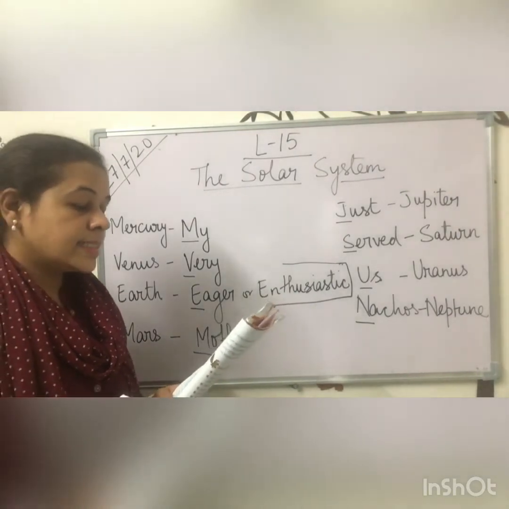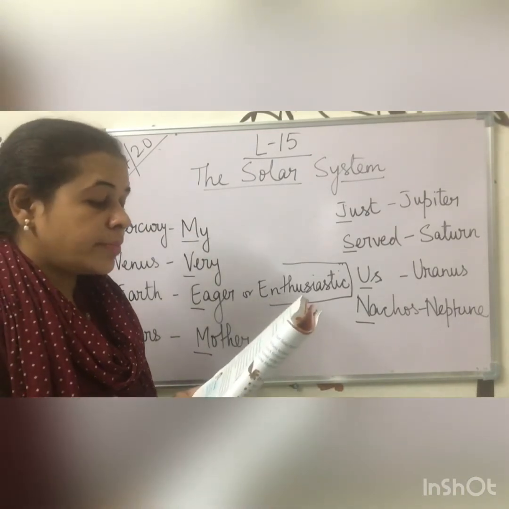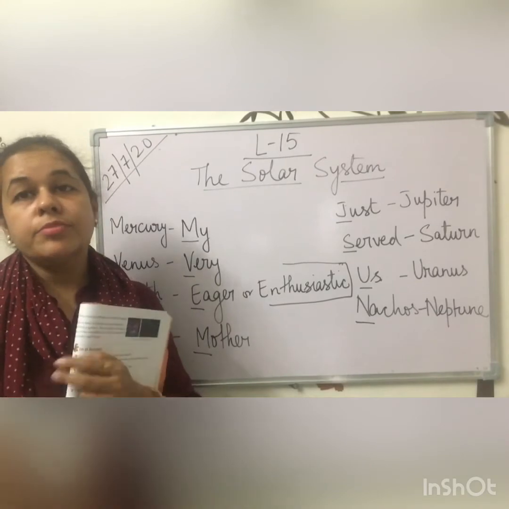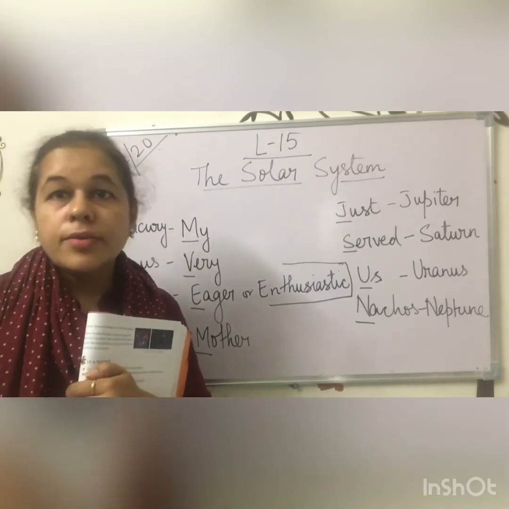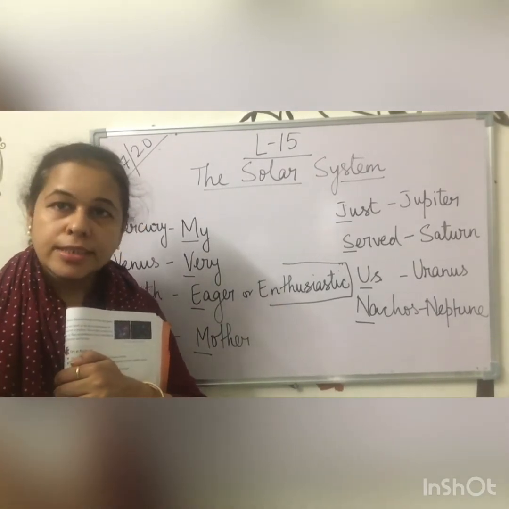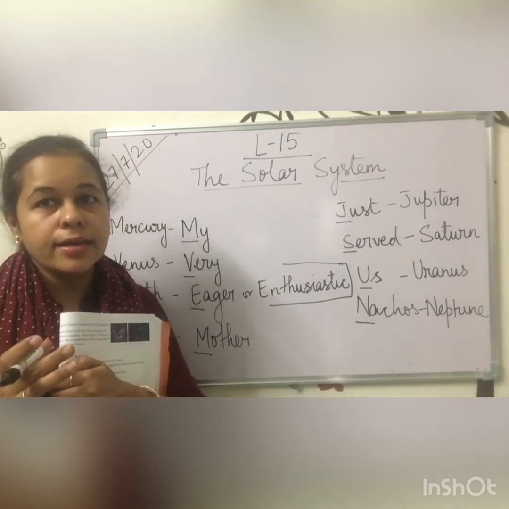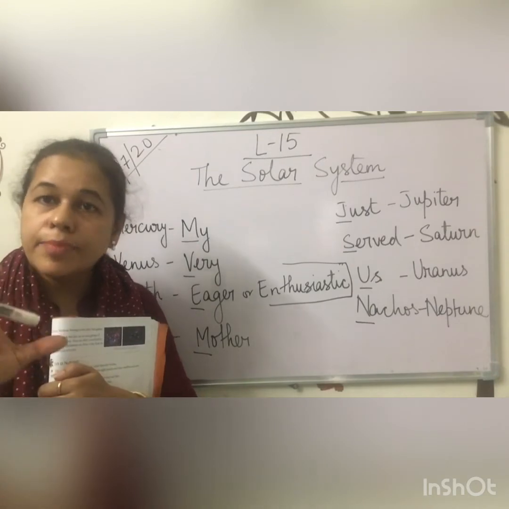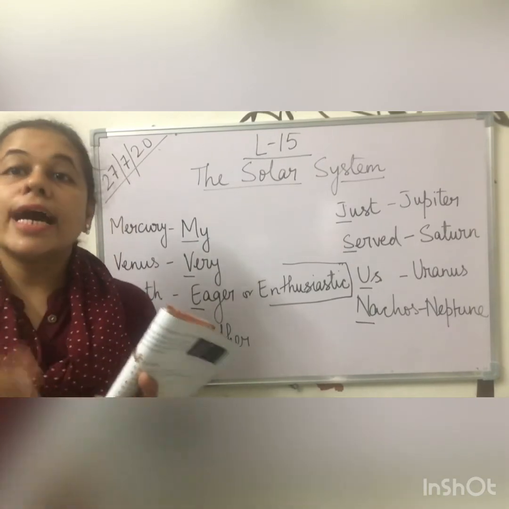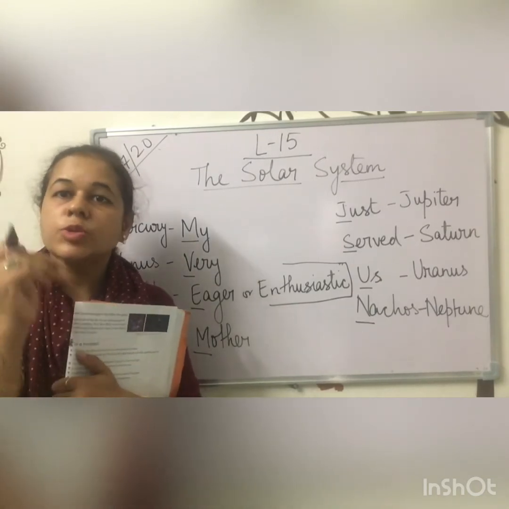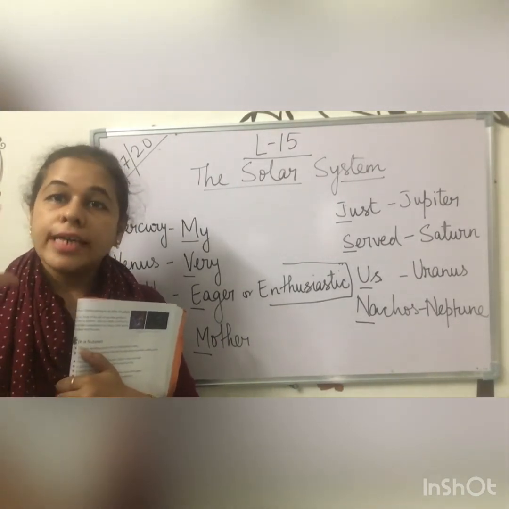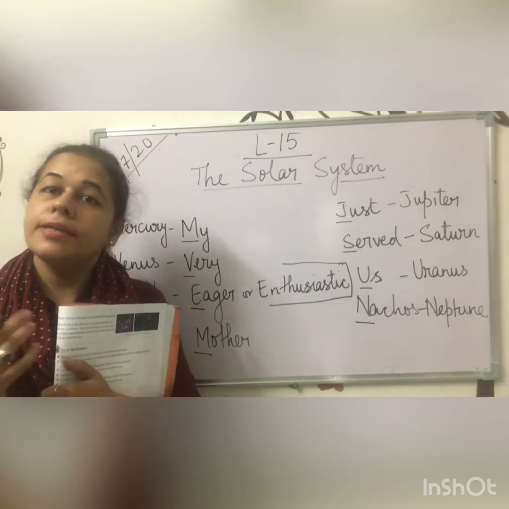Artificial satellites give us a lot of information about other planets and about the weather. You must be remembering that a movie came, Mission Mangal. It went where? Mars. In Hindi we say Mangalyaan. That satellite went to Mars to know about that planet. So that was an artificial satellite which was man-made, and it was sent into space to gather knowledge about the planet Mars.